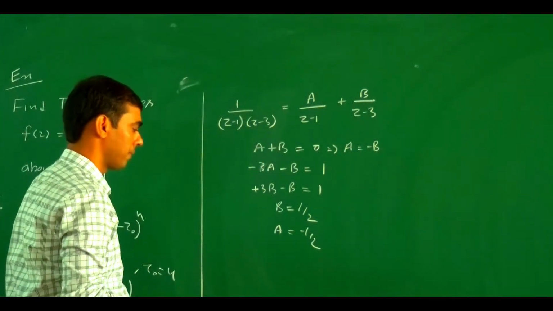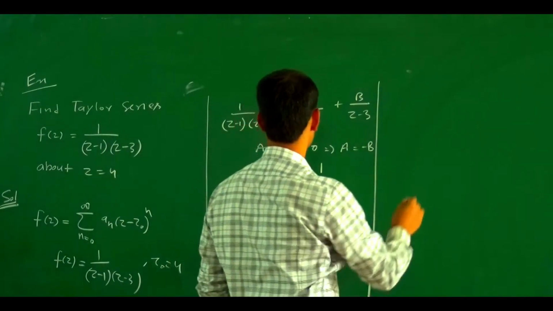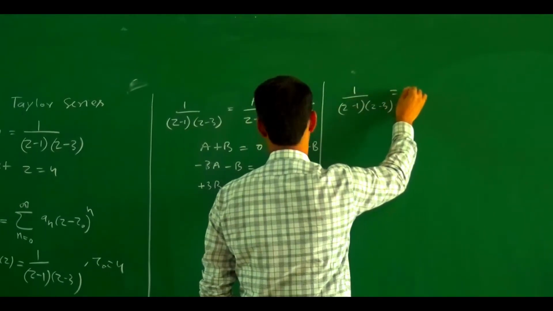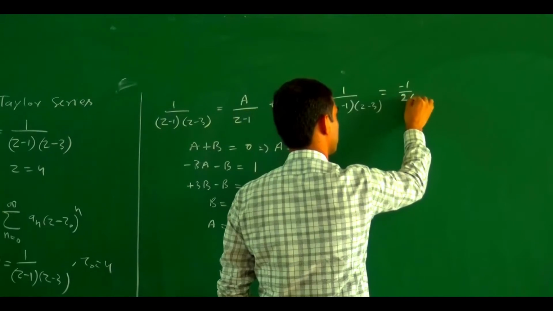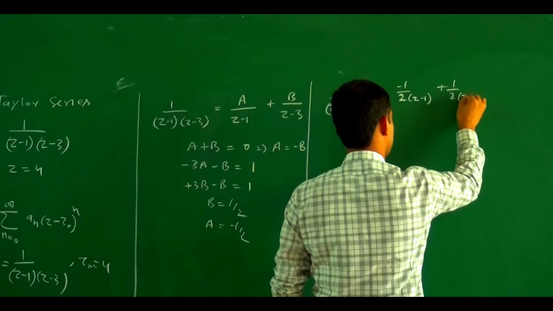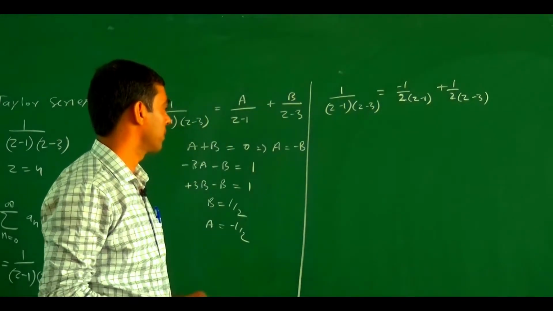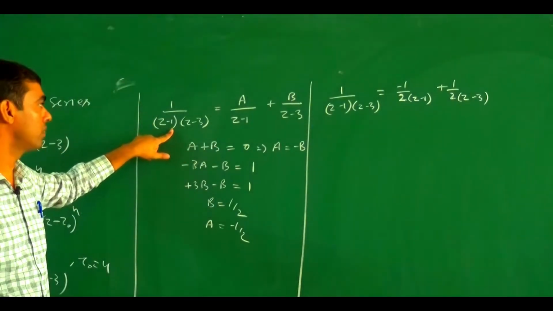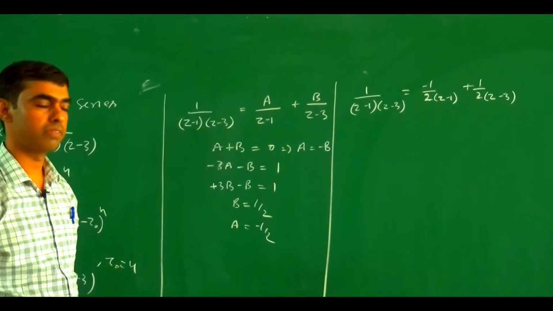So what do we write here? 1/((z-1)(z-3)) equals -1/2 times 1/(z-1) plus 1/2 times 1/(z-3). This is the partial fraction. Now, where is the function not analytic? If we closely observe the function, at z equals 1 and z equals 3 the function is not analytic.